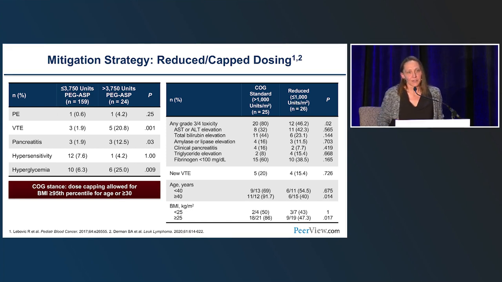But I will say COG studies now allow for dose capping at that 1 vial for patients with obesity. So if your BMI is 30 or greater, or if it's greater than or equal to the 95th percentile for your age, you're allowed to dose cap for those patients now in COG studies. We don't yet know if that is going to be associated with lower rates of toxicities, and we don't yet know how that's going to correspond with outcomes, but we thought it was a reasonable measure to take given these high rates of toxicities seen in our patients.